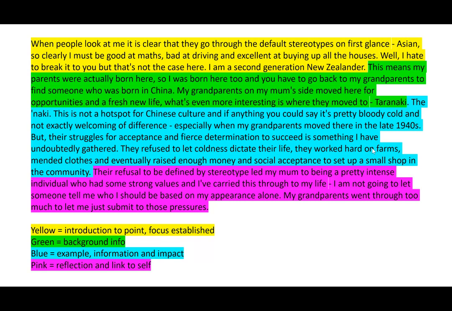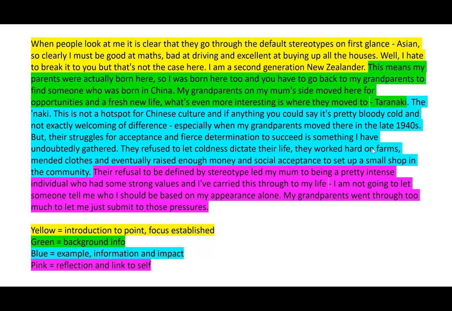Okay, so thinking about how that impacts them. This one's really good because it's got some humor, it's got some links to the audience, it has listing, there's some nice use of language. They refuse to let coldness dictate their life. So dictate is an emotive word. There's some colloquial language in there, pretty bloody cold. And it's got some really thoughtful comments about their identity and how their family has influenced that.